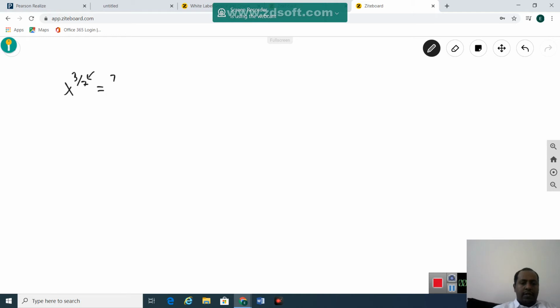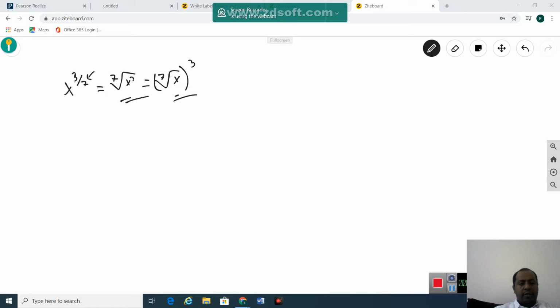Therefore, it will be the seventh root of x to the power of 3, or I will convert this into another form, which is the seventh root of x, the whole power to 3. So these two expressions are equivalent.